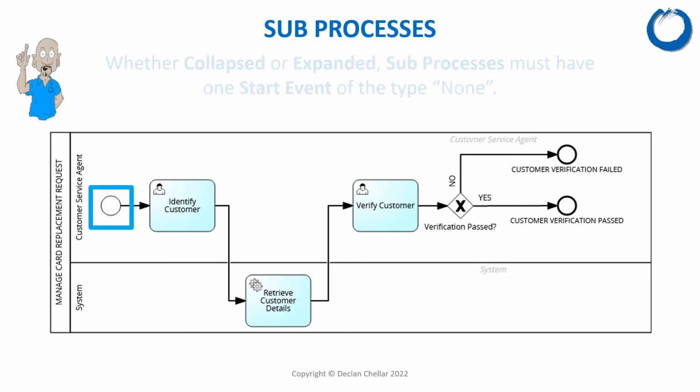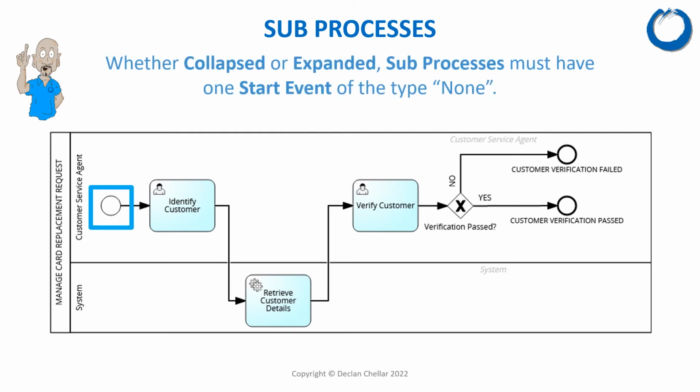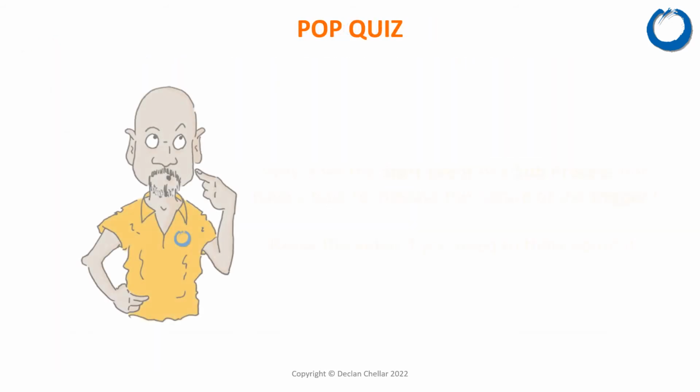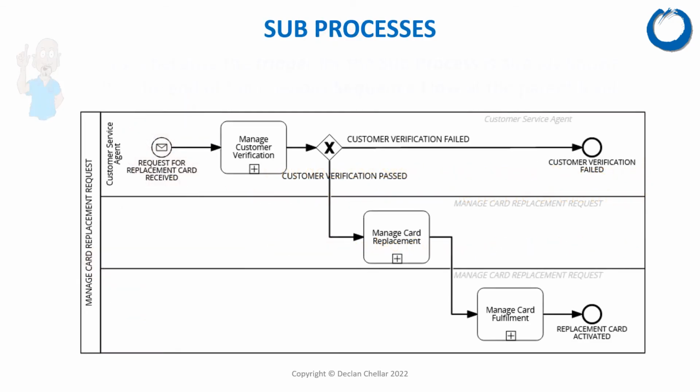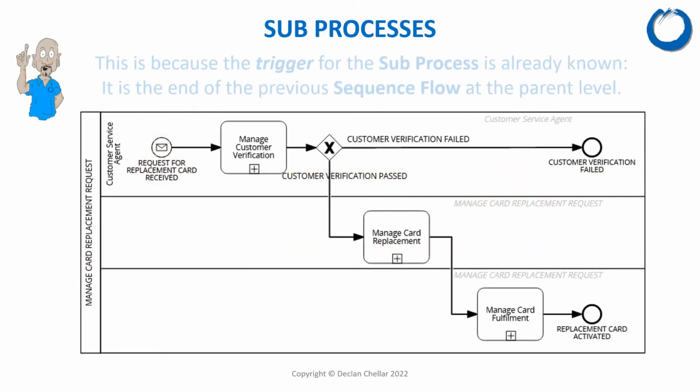Whether collapsed or expanded, subprocesses must have one start event of the type none. Why does the start event of a subprocess not have a type to indicate the nature of the trigger? Pause the video if you need to think about it. This is because the trigger for the subprocess is already known. It's the end of the previous sequence flow at the parent level.